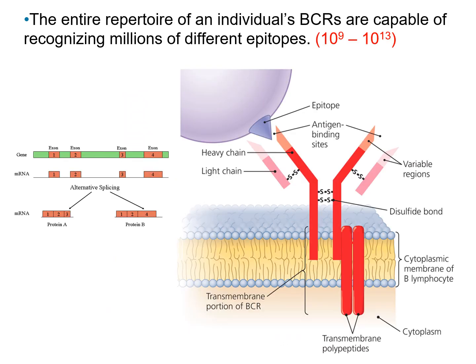The entire repertoire of an individual's B cell receptors are capable of recognizing millions of different epitopes. How did you make those millions of different combinations? Through this alternative splicing.